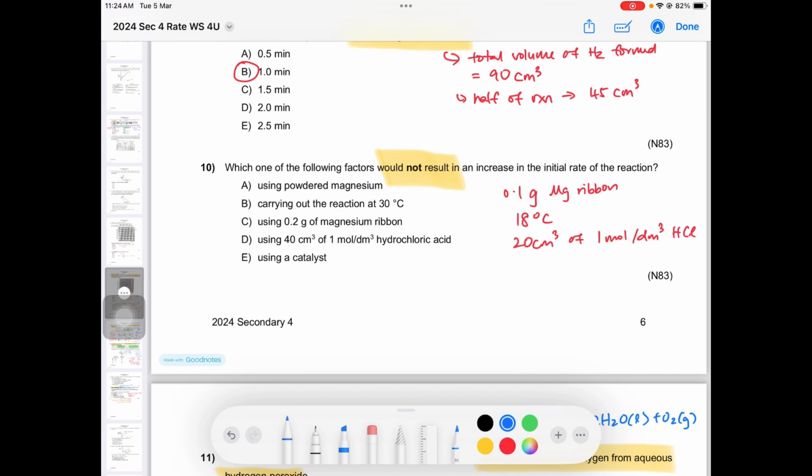So if you look at the options given to you, powdered magnesium versus magnesium ribbon, this would increase rate, right? Because powdered magnesium has a bigger surface area. 30 degrees, higher temperature, so definitely rate is increased. Using a catalyst definitely will increase rate. Option D, 40 cm cube of 1 mole per dm cube hydrochloric acid. Now, even though we are using a bigger volume of acid, the concentration remains the same. So in this case, there is no change in the rate of reaction. All right, and the correct answer is D.